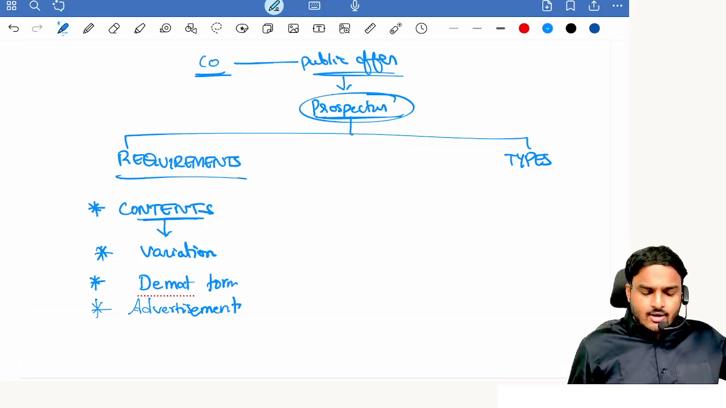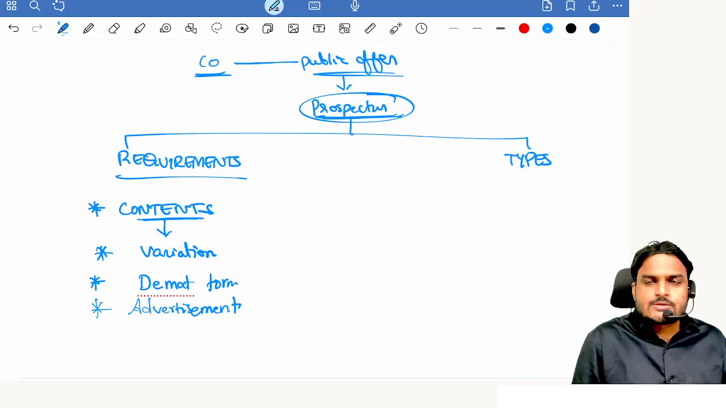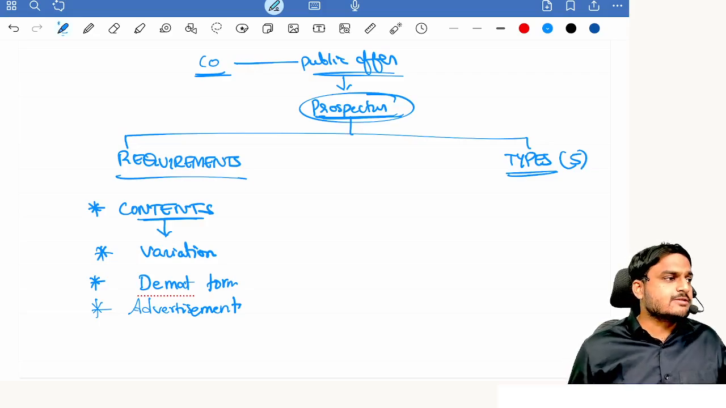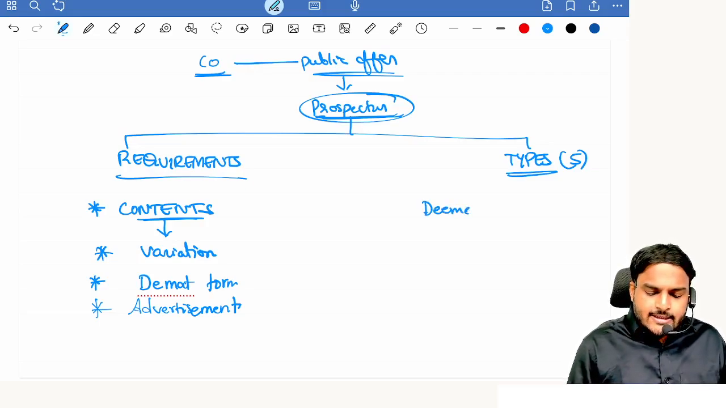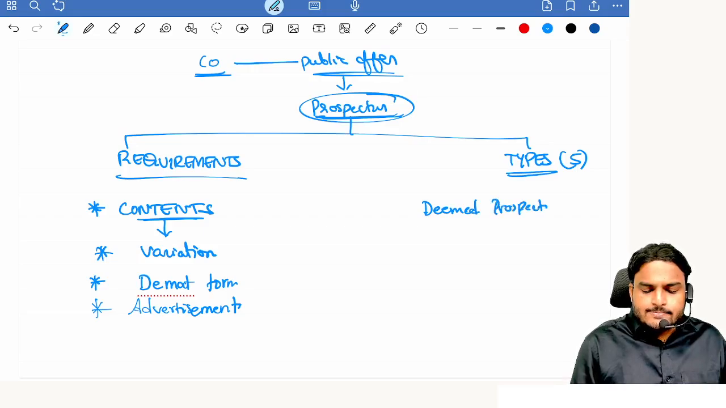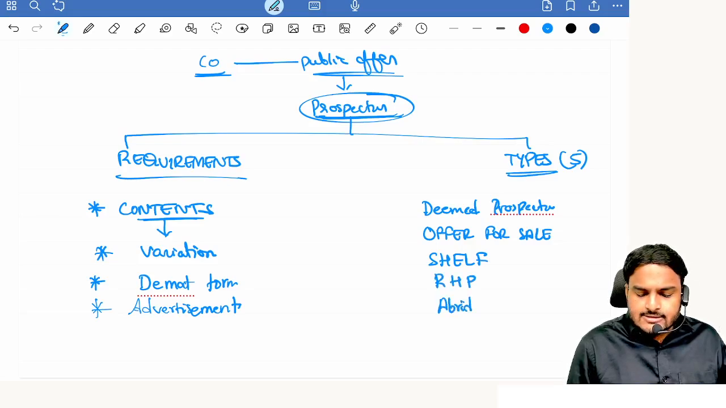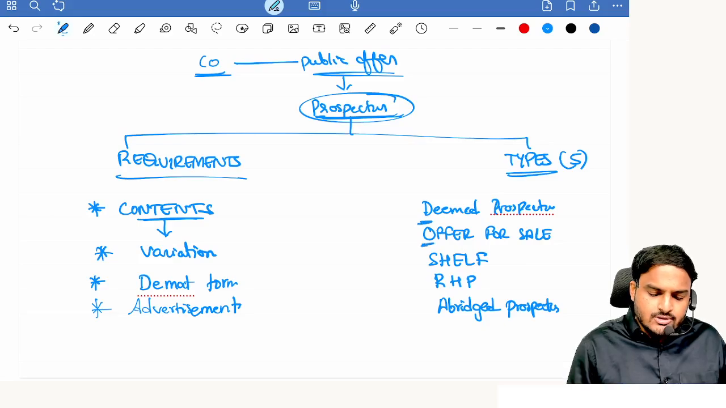So you have to comply with all these requirements. Then only you can issue prospectus to the public at large. And we are having 5 types of prospectus. How many types? 5 types. One is deemed prospectus. Next one, offer for sale of securities. And next one, shelf prospectus, red herring prospectus and abridged prospectus. So a shortcut you can remember like this, DOSRA. So dusra.